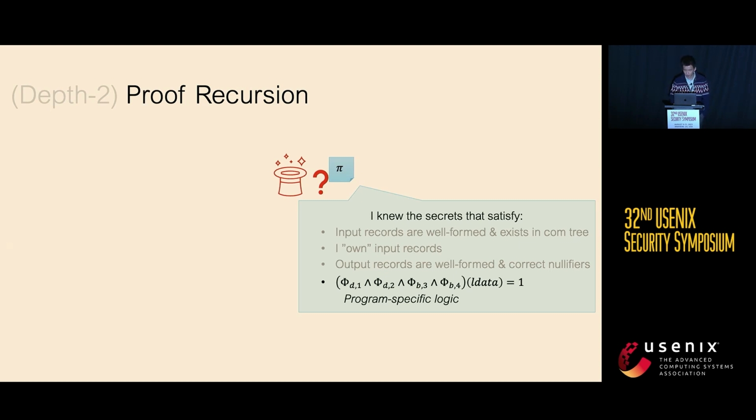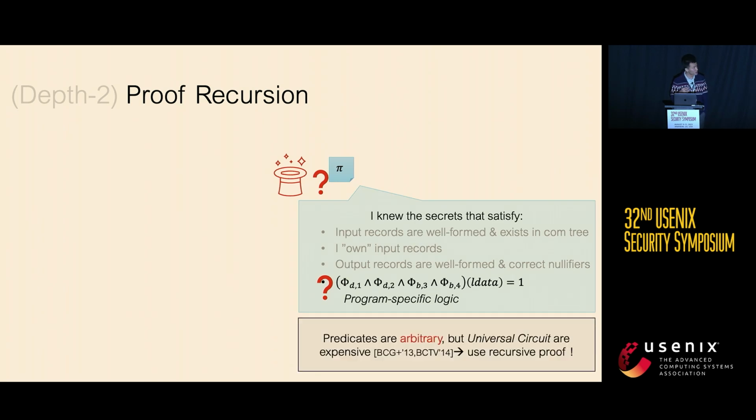And for our talk, we only need to focus on the last one, where you can see there's a bunch of predicates that need to be satisfied, right? And these predicates, you can think of them as defining the program logic. So they are defining what constitutes a valid state transition for this particular program. So this is program-specific logic.